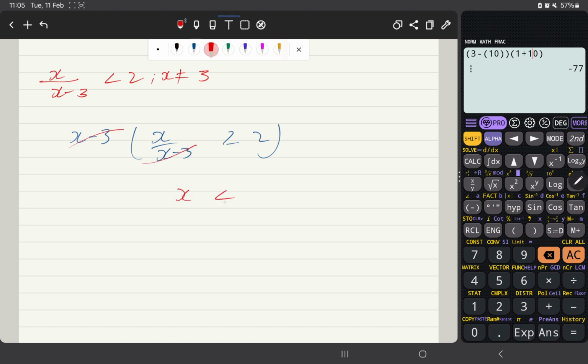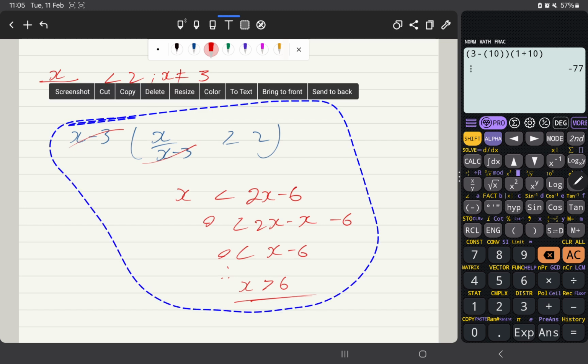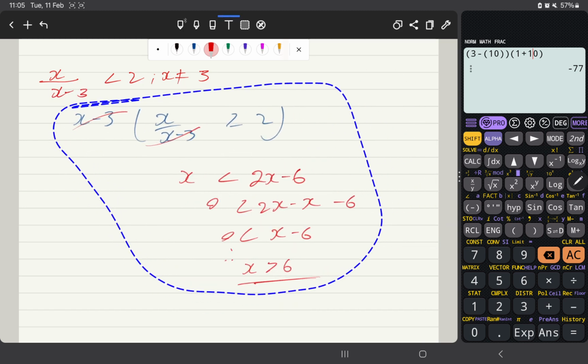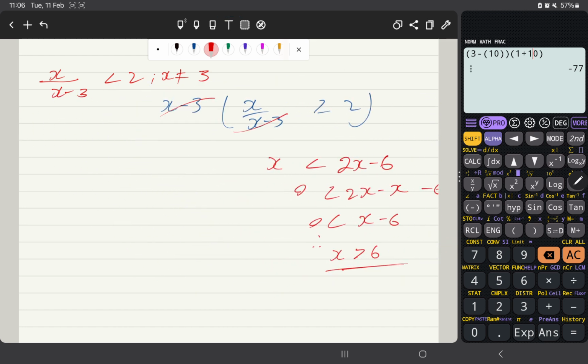You get x smaller than 2x minus 6, and then it's 0. You have 2x minus x, minus 6, and that's x minus 6, 0, and therefore x is greater than 6. So you only get this. But there's a method that I want us to do, from which we will get more values of x at which this expression will be true. Alright, cool. I'll just keep it there.